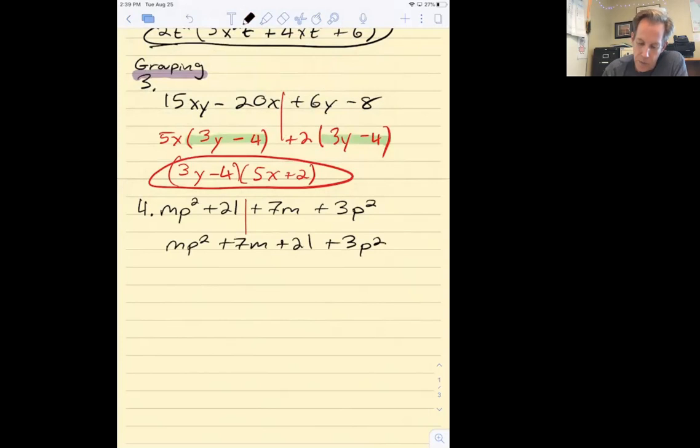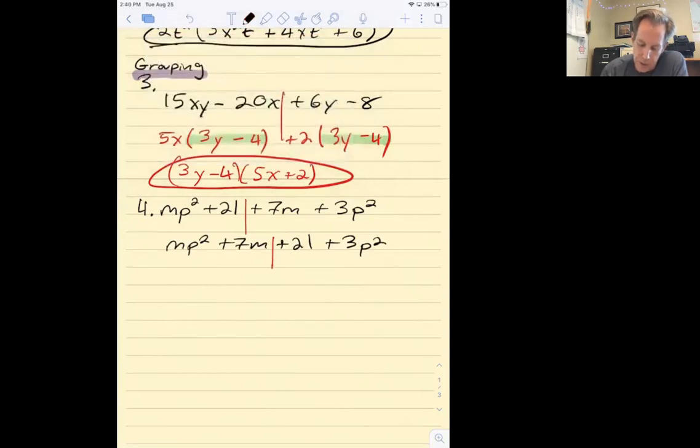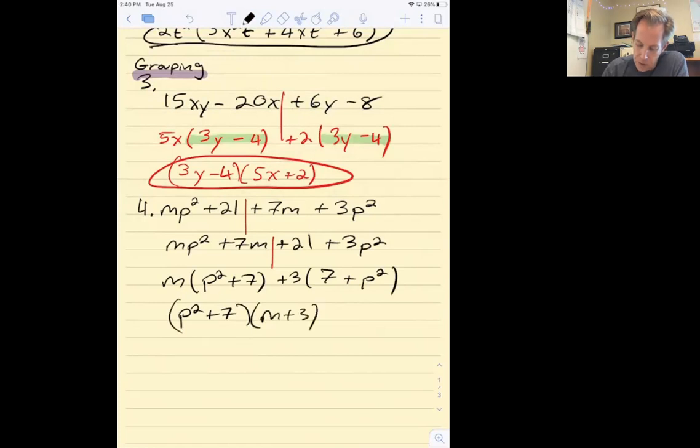And so now I split it up and I can take out an m from the first two terms, which gives us p squared plus 7. And then we can take out a positive 3 from the second two terms, which is 7 plus p squared. And of course, p squared plus 7 and 7 plus p squared are the same thing since it's addition. So our answer is going to be p squared plus 7 is one factor, and then m plus 3 is the second factor. And that's it.